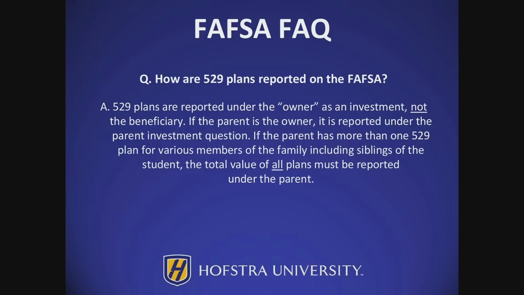Question: how are 529 plans reported on the FAFSA? Answer: a 529 plan is reported under the owner as an investment, not the beneficiary. If the parent is the owner, it is reported under the parent investment question. If the parent has more than one 529 plan for various members of the family, including siblings of the student, the total value of all plans must be reported under the parent.